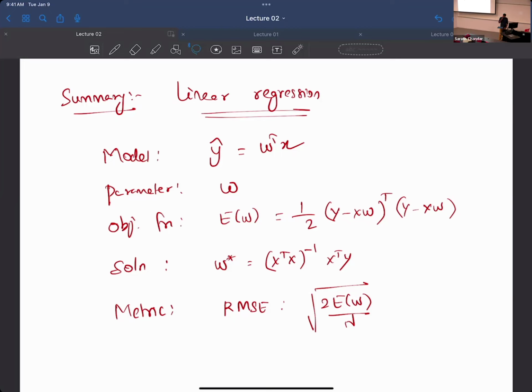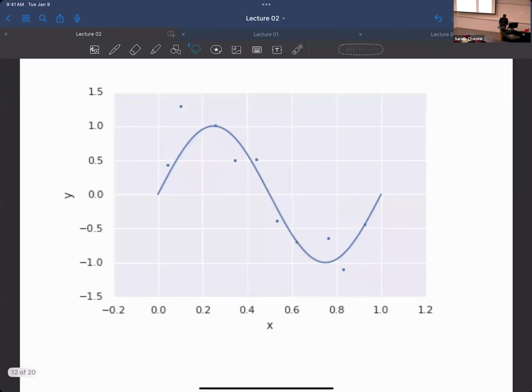So before the break, we looked at how to solve the least squares problem to compute the optimal parameter w star, which was (x transpose x) inverse x transpose y, and then we also talked about the metric, right? So now let's do another example problem. This time I'm going to do a synthetic example.